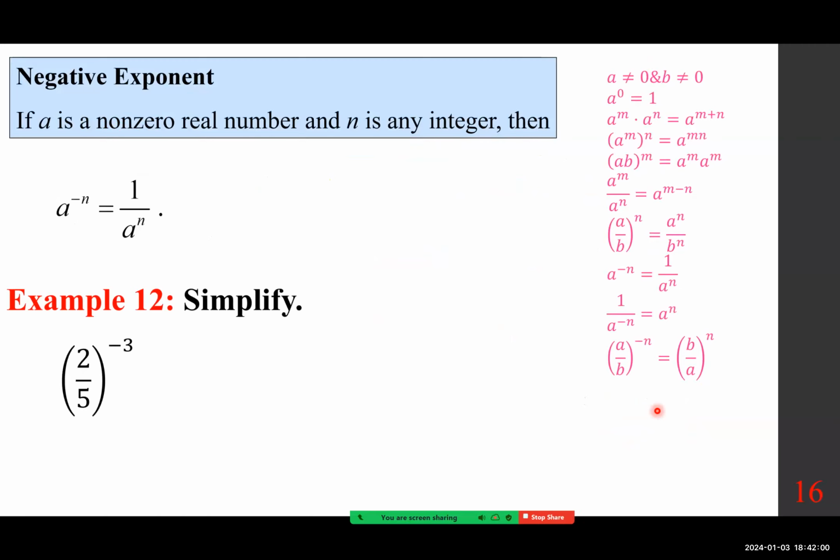Again, reminding you of the exponential rules. This is a negative exponent rule: a to the power of negative n equals 1 over a to the power of n. And I want to remind you also of this one. Just flip it over. 5 halves to the third becomes 5 to the third, which is 125, over 2 to the third, which is 8. Very simple.